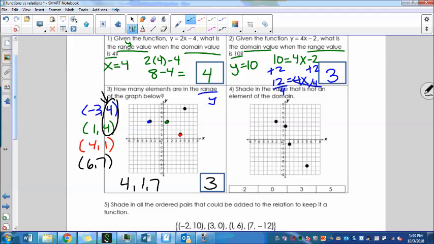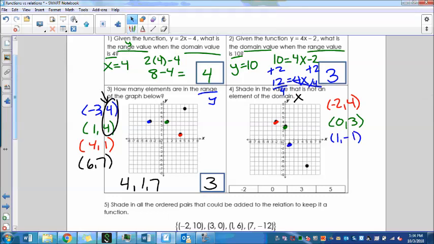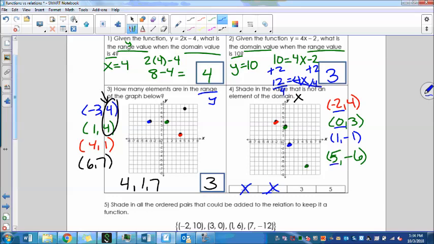Shade in the value that is not an element of the domain. So the domain is x. So what I would do is write out my points again. So my first one here is at -2, 4. The second one is at 0, 3. Next one's at 1, -1. That's one right here. And then our last one's at 5, -6. So then which one's not an element of the domain? So -2 is right here, so that one's out. 0 is right here, so that one's out. 5 is right here, so that one's out. So it's got to be 3. 3 is not part of it.